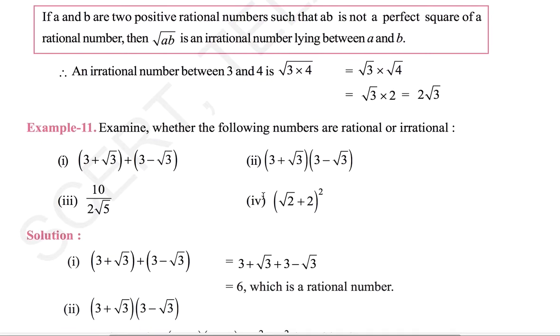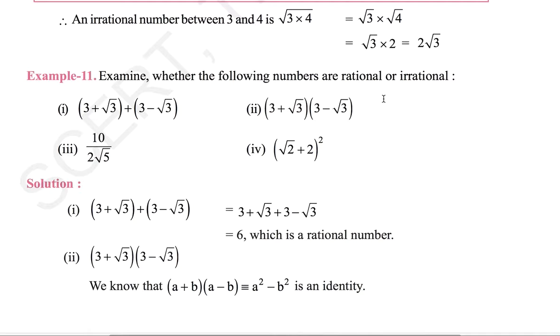Examine whether the following numbers are rational or irrational. This is a rational number. This is also a rational number. 9 minus 3, 6. This one is 6. And what about this? Root 5. So irrational. What about this? This is also irrational. Rational.